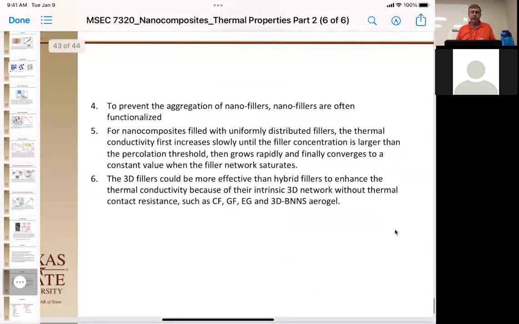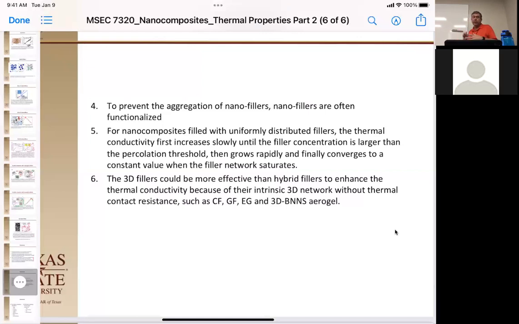And then to prevent aggregation of nanofillers and nanofibers, you often need to have them functionalized. We saw most of the time when you functionalize something, it worked. Sometimes it didn't, but most of the time it did. In nanocomposites filled with uniformly distributed fillers, thermal conductivity increases slowly until there's a percolation threshold. And that percolation threshold is having a clear path for the phonon to travel. So it's not that electrical one, but it's a similar one. It's usually much higher loading than for electrical. Then it grows rapidly and converges on a constant value, because that's the most thermally conductive it can be, which is the filler by itself.